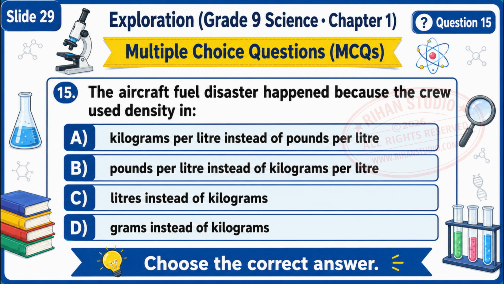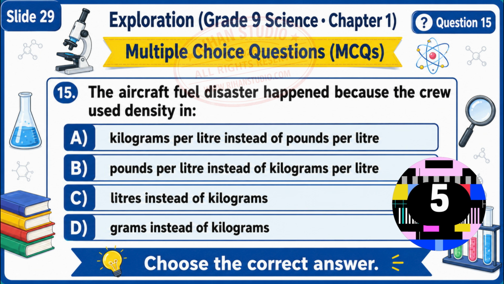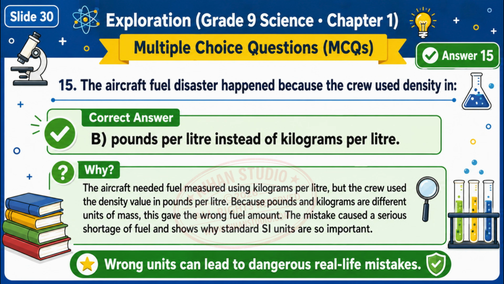15. The aircraft fuel disaster happened because the crew used density in A. Kilograms per litre instead of pounds per litre. B. Pounds per litre instead of kilograms per litre. C. Litres instead of kilograms. D. Grams instead of kilograms. Answer. B. Pounds per litre instead of kilograms per litre.